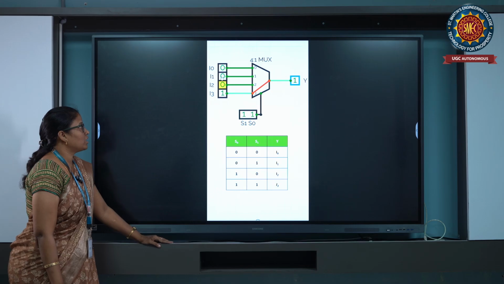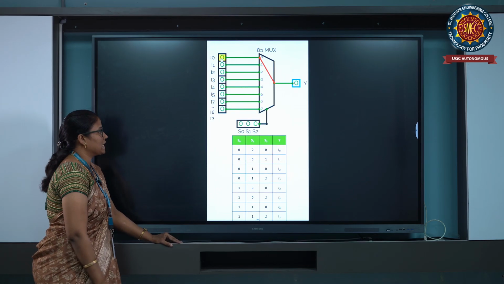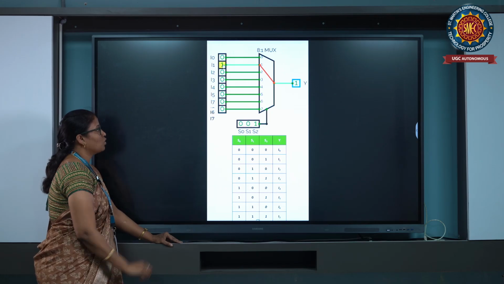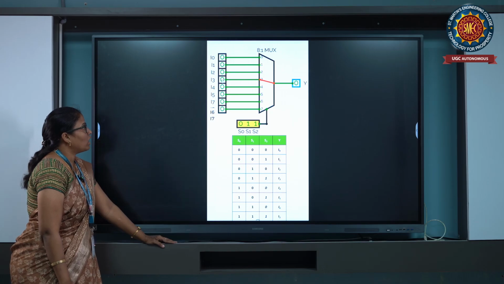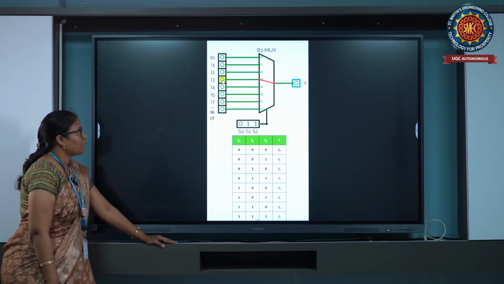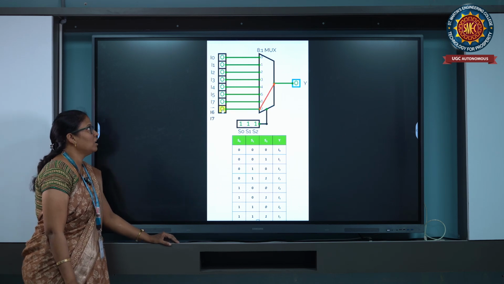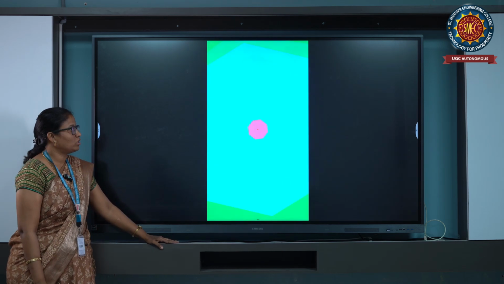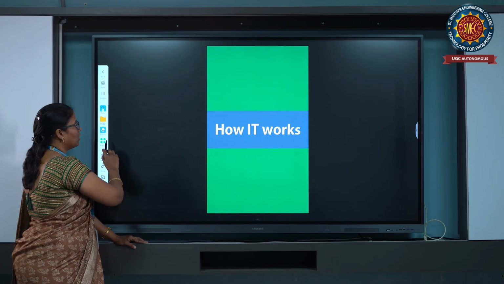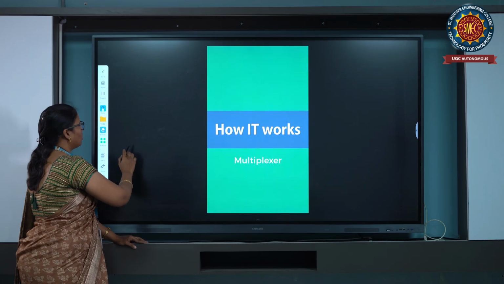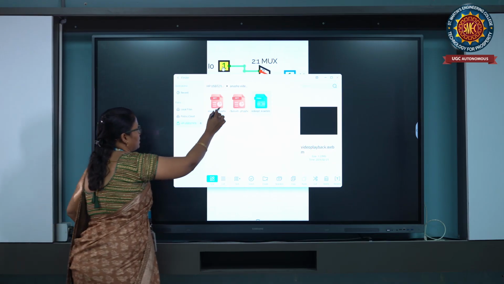Now let us consider the 8:1 mux. In the 8:1 mux, the selection lines are S0, S1, S2. When it is 0, 0, 1, I1 is selected, when it is 0, 1, 1, I3 is selected, and when it is 1, 1, 1, I7 is given at the output terminal. This is how the multiplexers work based upon the selection lines.